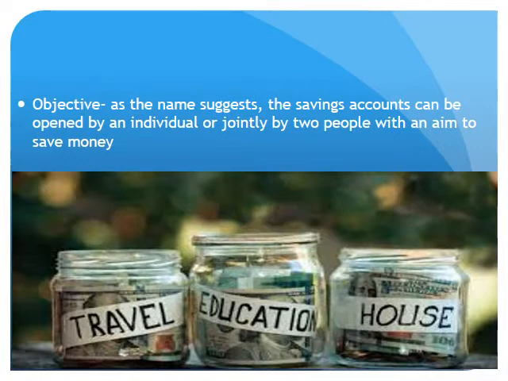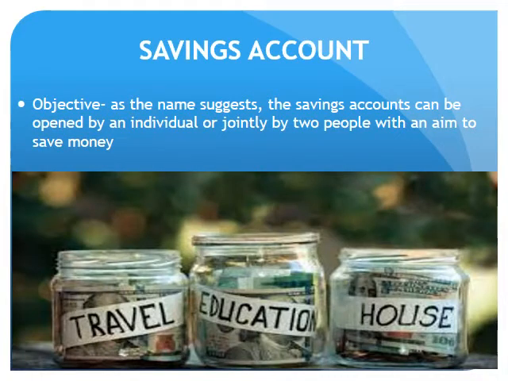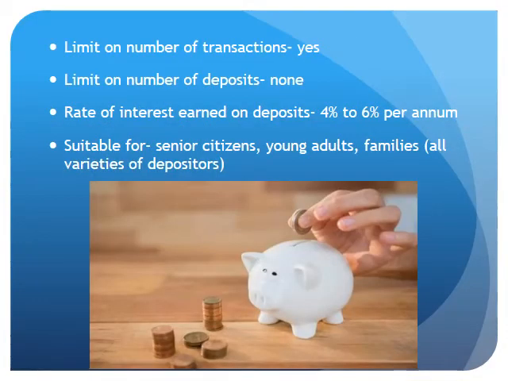Now I'm going to talk about savings account. As the name suggests, the objective of such an account is to save money, and it can be opened by an individual or by 2 people. There is a limit on the number of transactions, but there is no limit on the number of deposits.